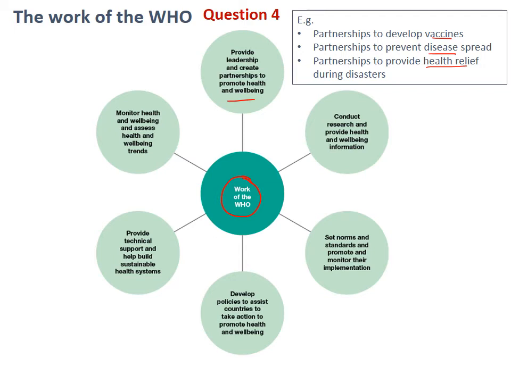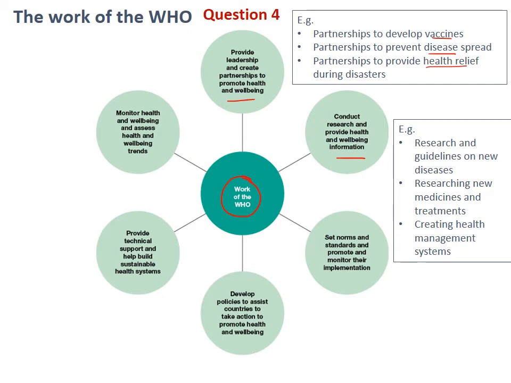The next area of work is conducting research and providing health and well-being information. So the types of things we're looking at here is researching new diseases and giving guidelines on that. So COVID being a great example. When it first appeared, no one knew what it was. So they had to figure out that it was a virus, how it was spreading, how contagious it was, what the long-term impacts of that would be. Researching new medicines and treatments, obviously. Things are constantly being created or improved.